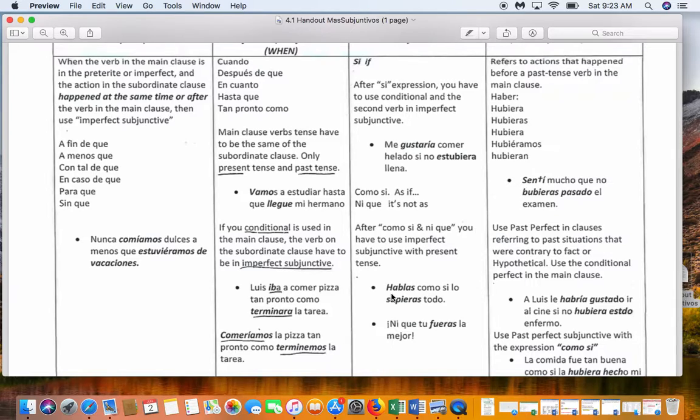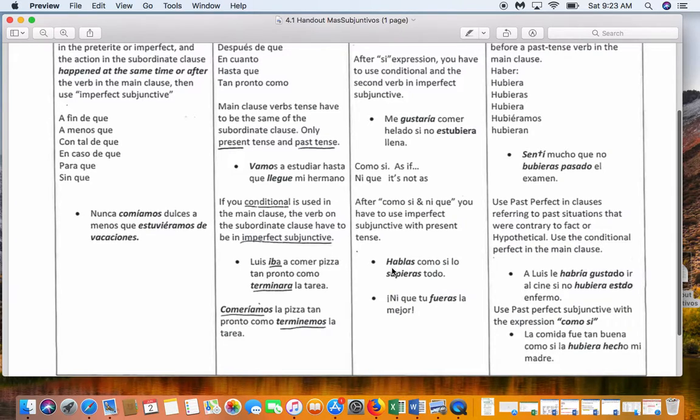Present tense. So here is conditional, here is present tense. So here, hablas, it's present tense. Como si lo supieras todo. Okay, como si, and then the verb saber, it has to be imperfecto del subjuntivo. All right, hablas, you talk as if you know everything. All right, so in English we use present tense as well.